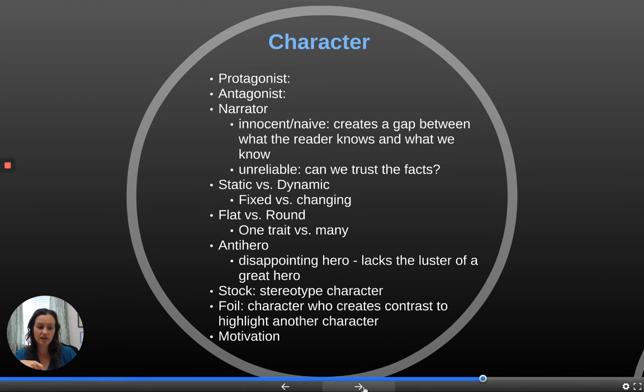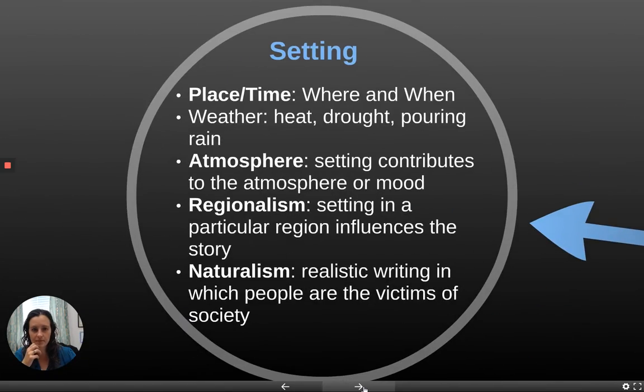Okay, and then character motivation. Why is it a character does what he or she does? So, some things to keep in mind. Setting. Please remember it's not just time, it's also place. So it's not just when, but also where.